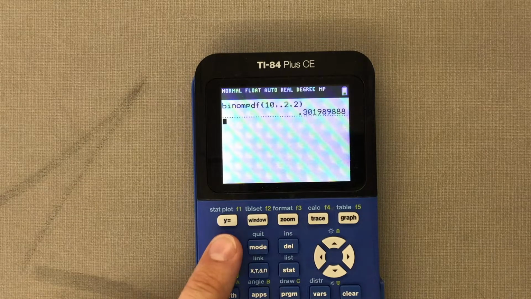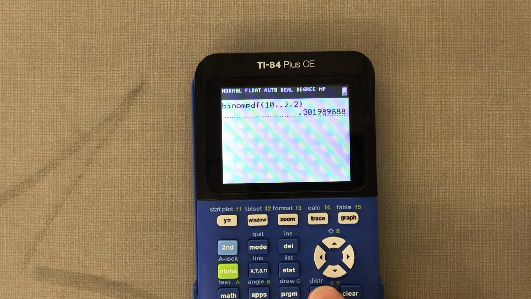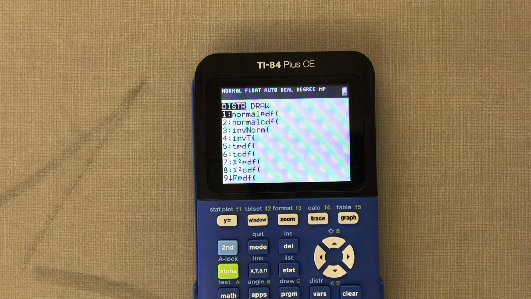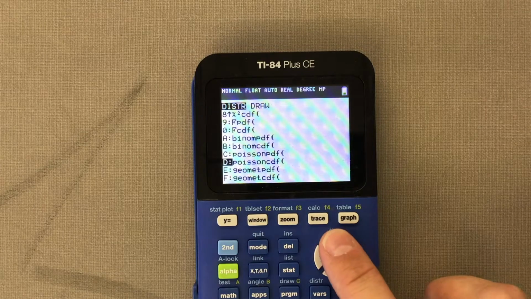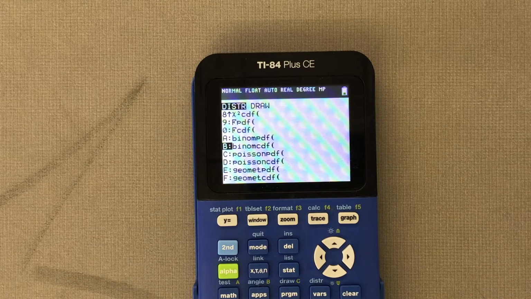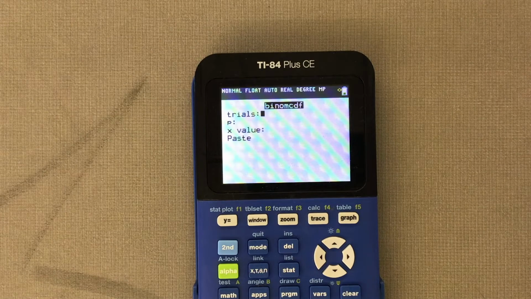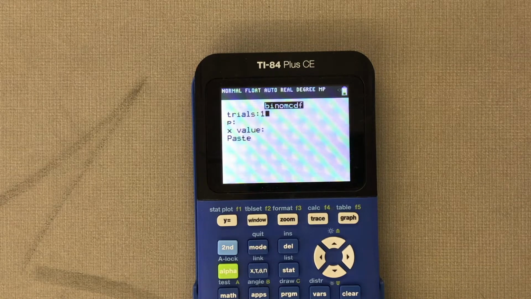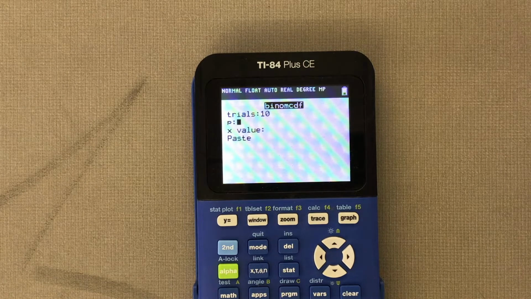So we're going to go to the same menu as before, second, vars, which is our distribution menu. We're going to go down to the bottom again, and letter B is Binomial Cdf. You'll notice that the menu in front of us looks exactly the same. So let's type in: we got 10 trials, the probability is 20%, and we're interested in having it happen in 2 or less trials. So, 2 or less successes. So it's going to be 2 there.